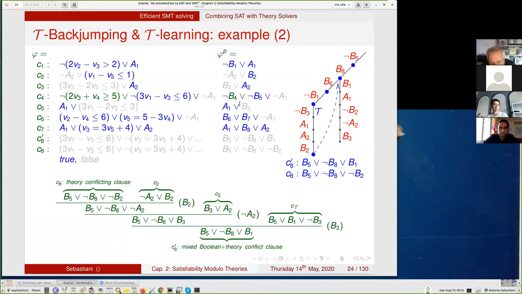B3 here is, why do you also propagate B3? I don't remember anymore. Why? No, A1 here. I don't remember anymore why. Maybe this is a typo here. Maybe this B3 here is a typo for something else.